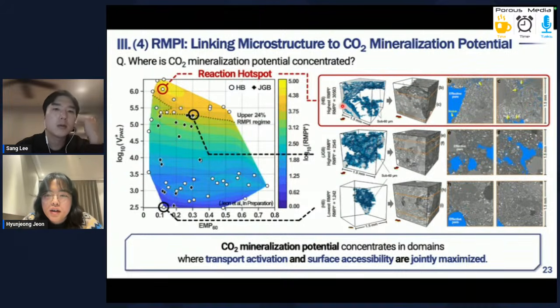In contrast, Jeju basalt lacks this level of complex integration, and its highest RMPI domains exhibit relatively simpler pore layouts with less developed micropore extensions, leading to a much lower mineralization potential compared to the Helishady. In conclusion, CO2 mineralization potential is not a function of simple pore volume or surface area. Instead, it is concentrated in domains where large transport-active pores are combined with adjacent micropore networks, creating a synergistic environment for mineralization.